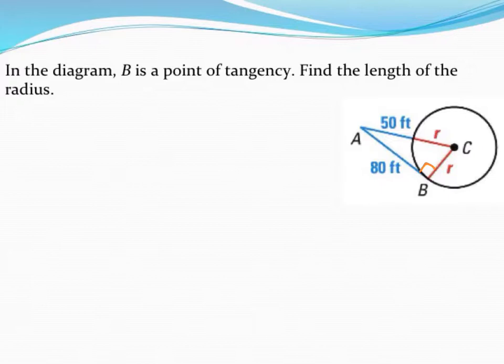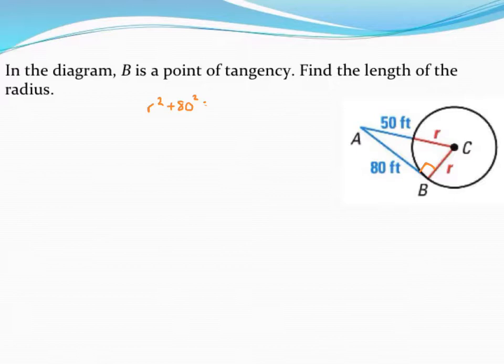I've got a right triangle, and so I can use Pythagorean theorem to find out what's missing. Well, the two legs of the triangle are r and 80, so I can begin writing my equation as r squared plus 80 squared. But as soon as I get to write the hypotenuse squared, this is where the problem becomes a little bit different.